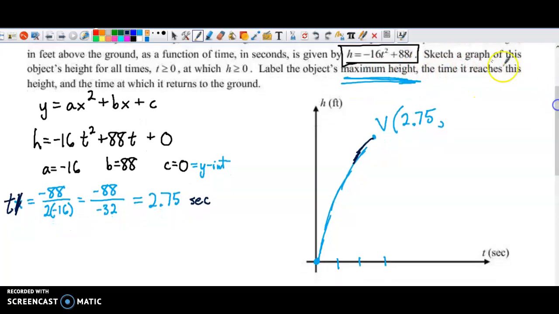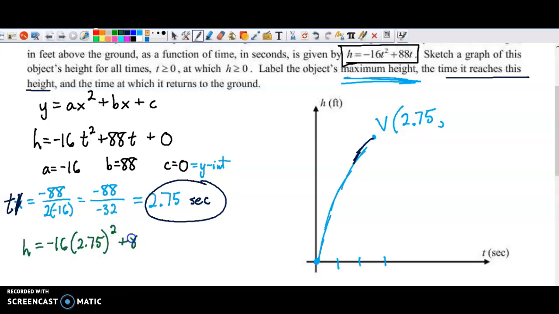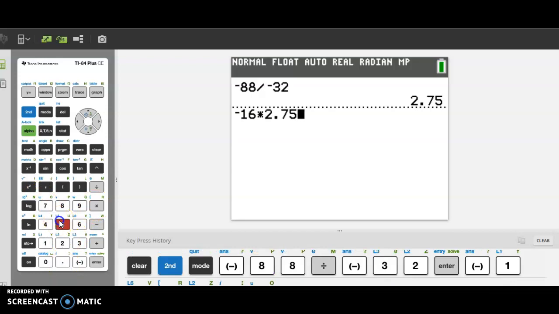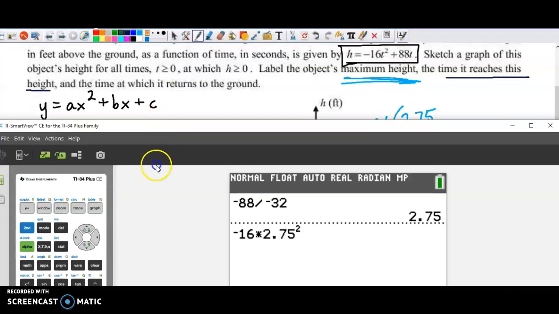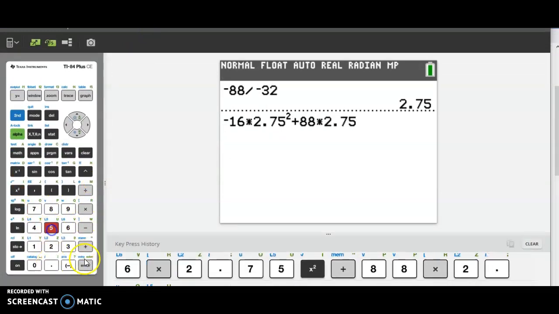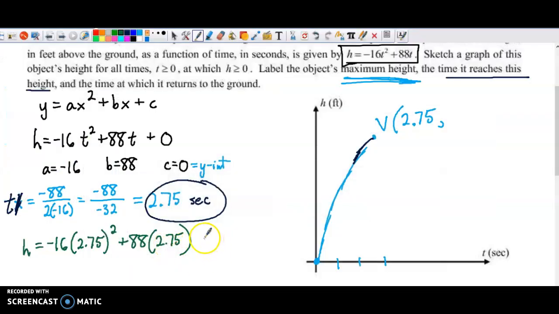But we actually don't care about the time. Well, actually we do. The time it reaches that height, so we just found that out. So that's the time. But now what I need to do is figure out the height, and we can figure out the height by plugging in 2.75 for t in that problem. So if I did that, I'll just type it in: negative 16 times 2.75 squared, I already forgot what it was, plus 88 times 2.75. So we got 121 feet.